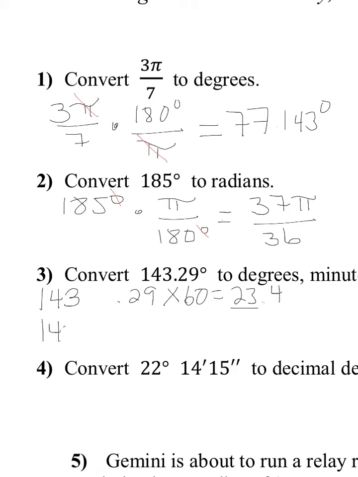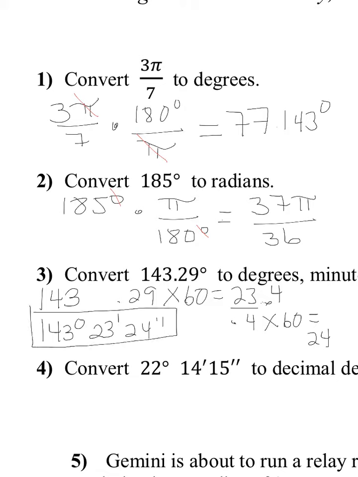So the 23 part here is going to be our minutes. So 143 degrees, 23 minutes, and we use a little hash there for minutes. And then this other 0.4 that we have here, we're going to multiply that times 60. 0.4 times 60 gives us 24. So we're going to have 143 degrees, 23 minutes, and 24 seconds. And that's all, and we're finished.